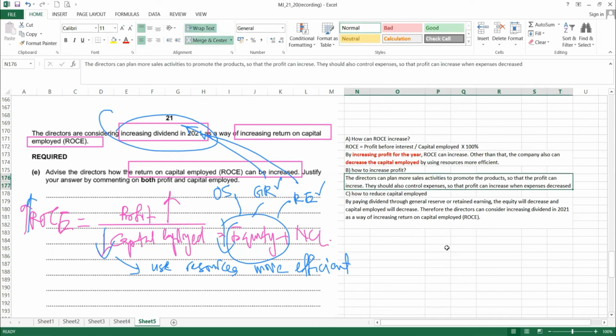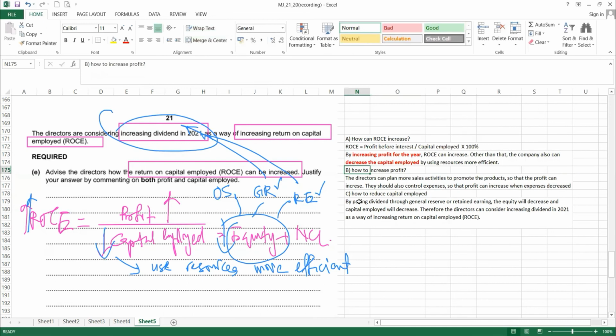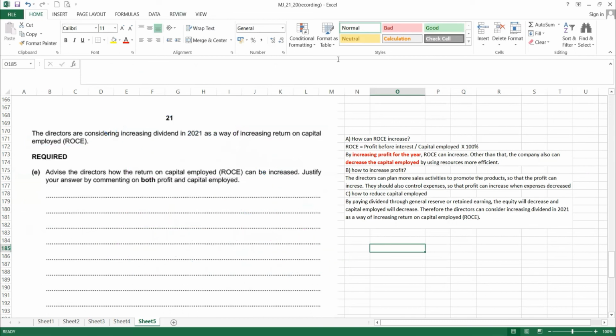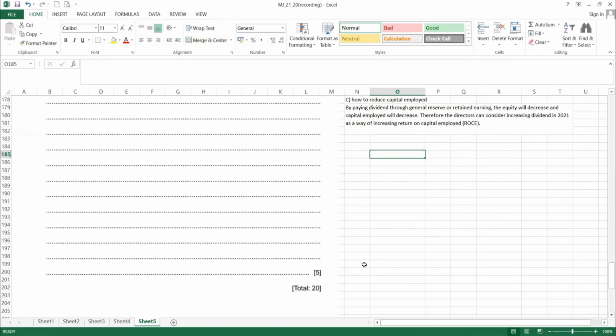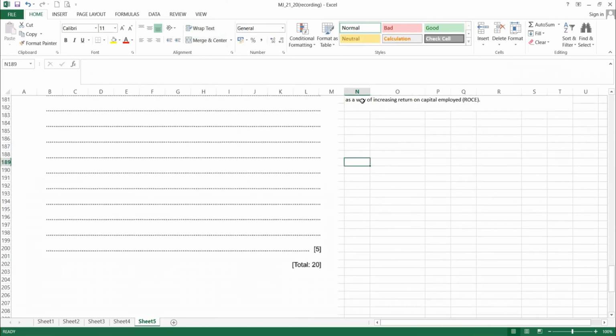Okay, now here is justify your answer by commenting on both profit and capital employed. So here we saw that the profit can be increased. This one is the sales activity, the profit will increase. So this is the idea that we can put in for how to increase the profit and how to reduce the capital employed. Let's see, still got any more? Okay, that's all for question 5.